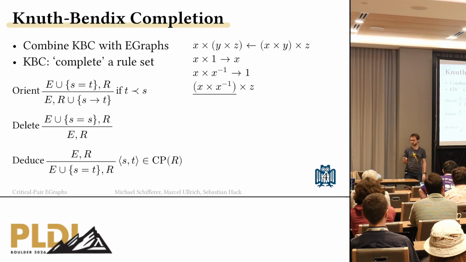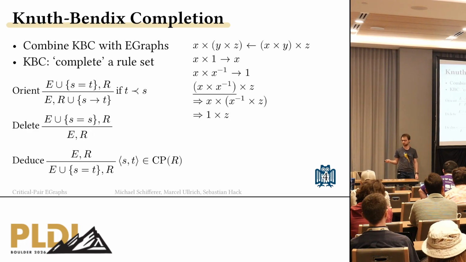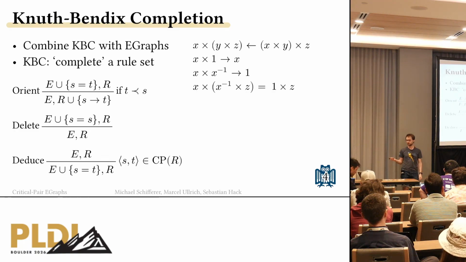On this term both rules apply. So we can apply the associativity rule to move the parentheses to the right, or we could apply this cancellation rule to replace the left-hand side with a 1. And because we have applied correct rules to this term, we know that both resulting terms are equivalent. Therefore, we have a new rule which says x times inverse of x times z is the same as z. And then the normal orientation rule applies, orients it from left to right. And with this new rule, it continues.